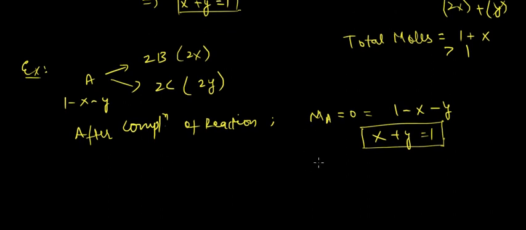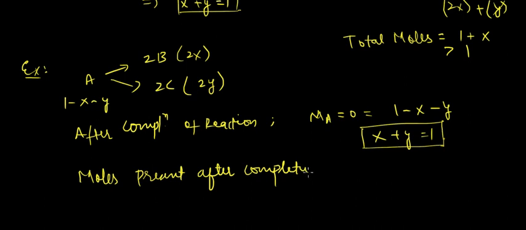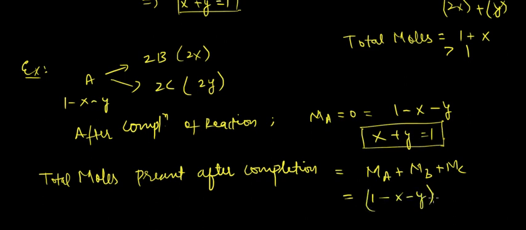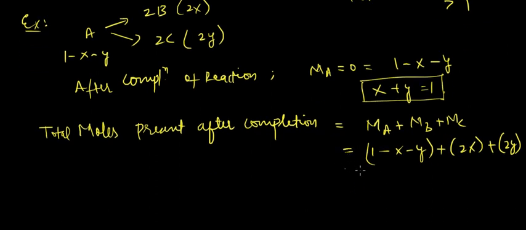And how many total moles are present after completion? Total moles would be equal to moles of A plus moles of B plus moles of C. That would be equal to, moles of A is 0, but again we can write 1 minus X minus Y. Moles of B are 2X, moles of C is 2Y. So we can write it would be 1 plus X plus Y, and X plus Y is 1, so it would be 2. So the number of moles present after the reaction were double the number of moles that were present at the initial point of the reaction.